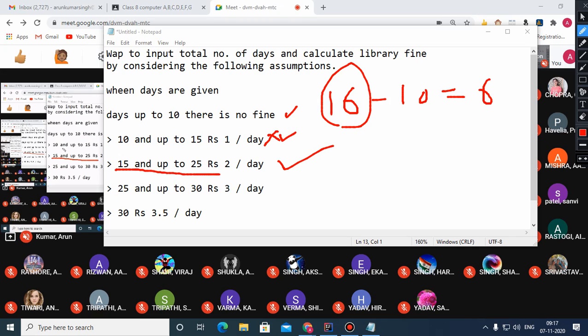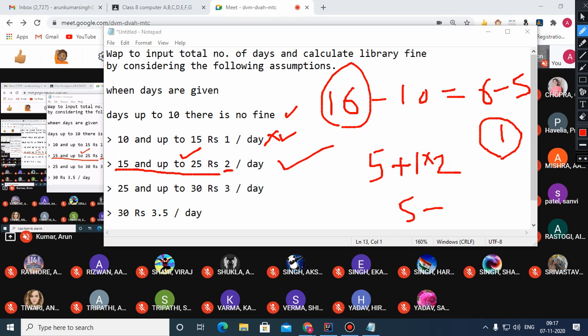But the rate for 10 to 15 is rupees 1 per day. So 10 to 15, how many days? 5 days. So 5 rupees and then deduct minus 5. So how many days left? Only 1 day will be left. And this 1 day belongs to this category. And what is the rate here? 2. So plus this 1 into 2. So if you solve that, it is 5 plus 2, which is 7. So that is 7 rupees.